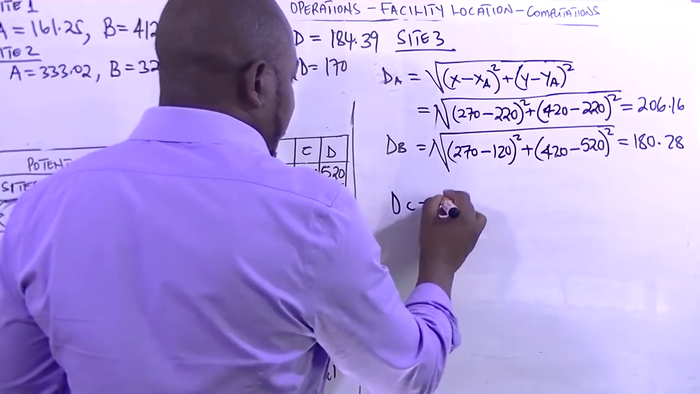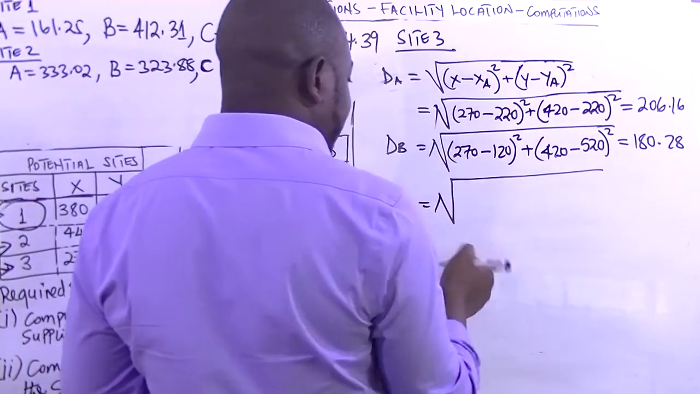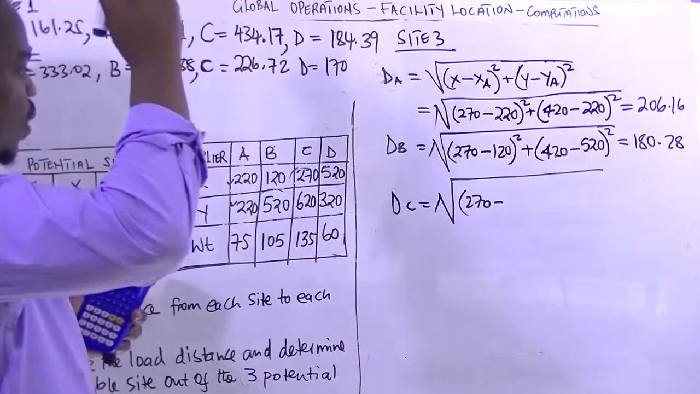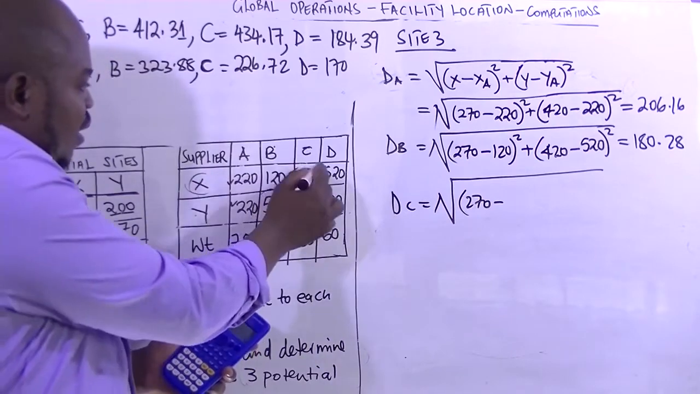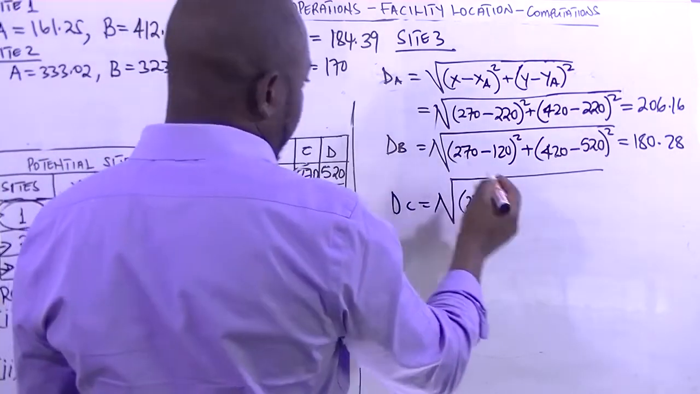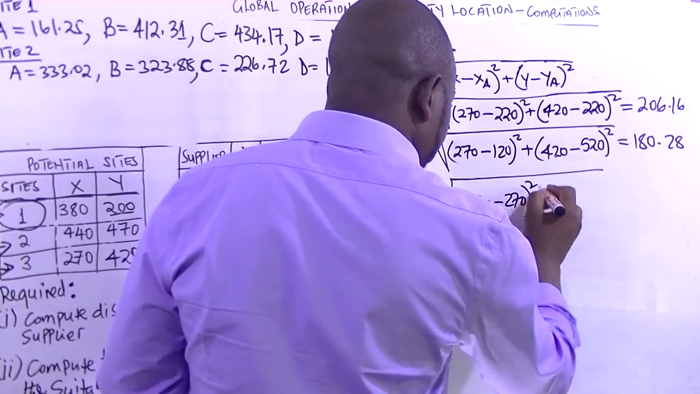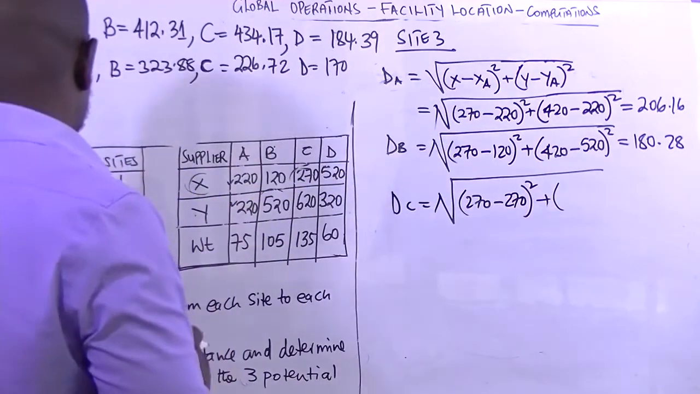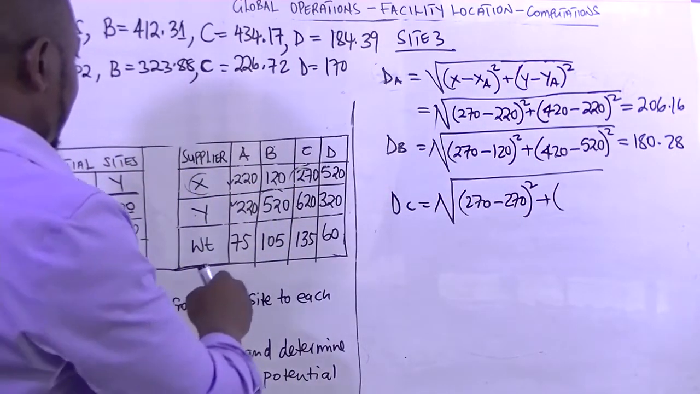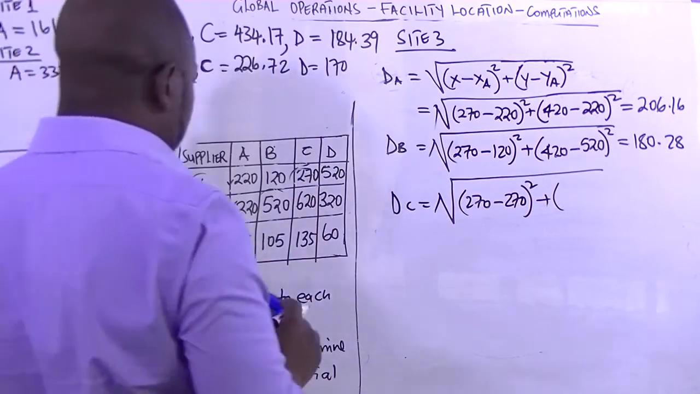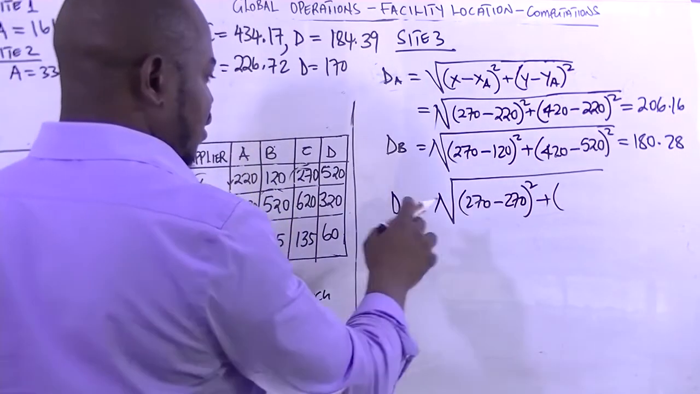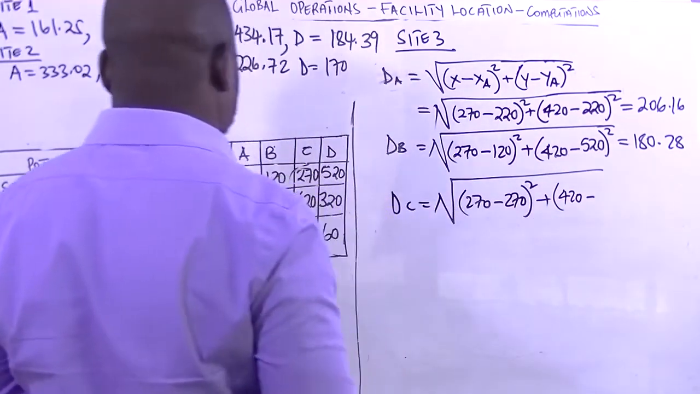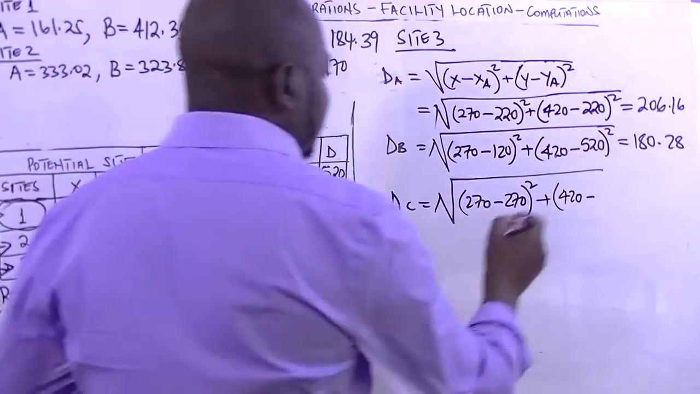DC, we are maintaining the X and the Y, no worries, but I need the X for C. The X for C is 270. Wow, okay. This will be a zero. 270 here, 270 there. Correct. Okay, so what a coincidence. And 420 will remain. And then Y, 620.